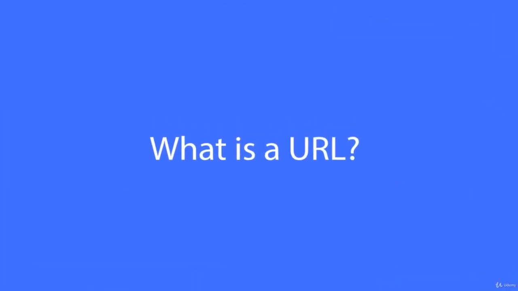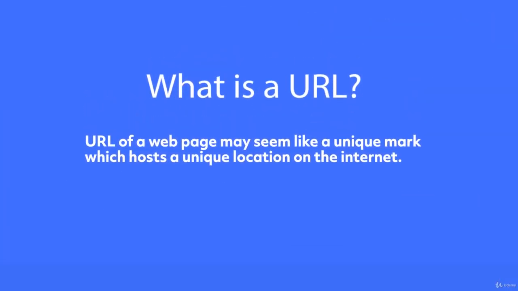Okay, now we will talk about what a URL is. The URL of a web page may seem like a unique mark which hosts a unique location on the internet. In reality, it provides informational signs that help search engines understand the content of a page, its goal, and its targeted audience. As a URL affects your SEO and ranking, you should know how to optimize them to improve your website's visibility. I will give a lot of tips about it. That's why I want you to keep your eyes and ears focused on me.